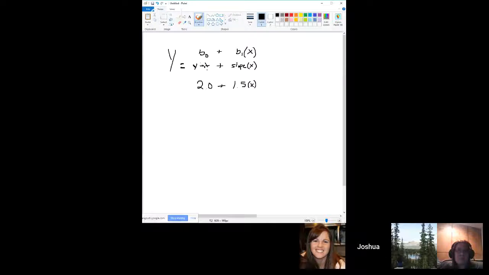Okay, so you have y equals b0 plus b1 x, y-intercept plus slope x. So our y-intercept is 2.0.